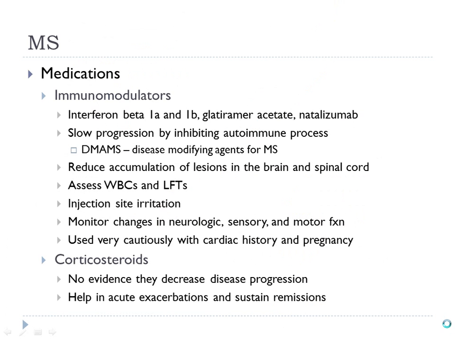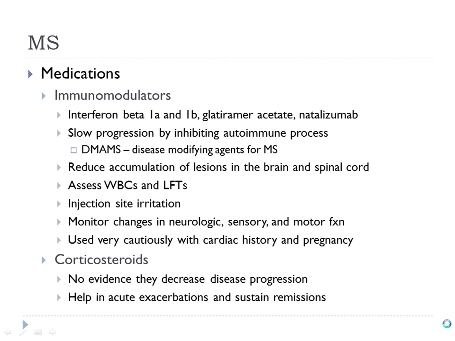The person, we give immunomodulators. It's similar to immunosuppressants, but it's interferon 1A and 1B, and there are a few more names for these types of immunomodulators. These are disease-modifying agents. In rheumatoid arthritis, we talked about DMARDs, right? This is the same thing, but we can call these DMAs, disease-modifying agents for MS. This decreases the autoimmune process and decreases the demyelination of the neurons.